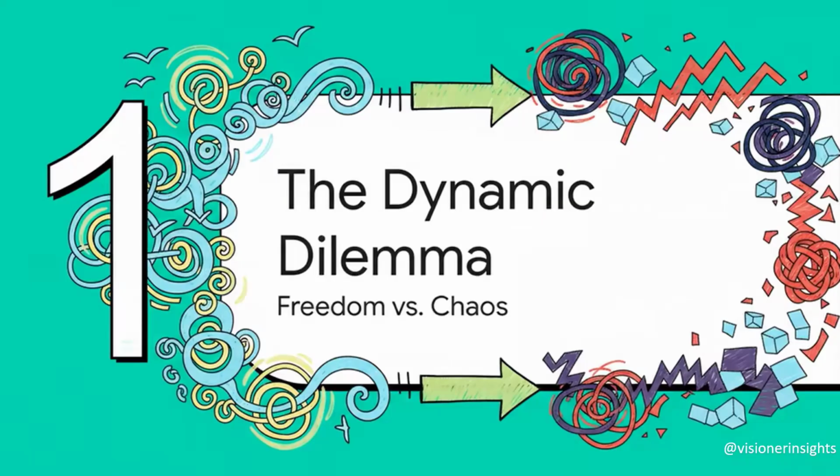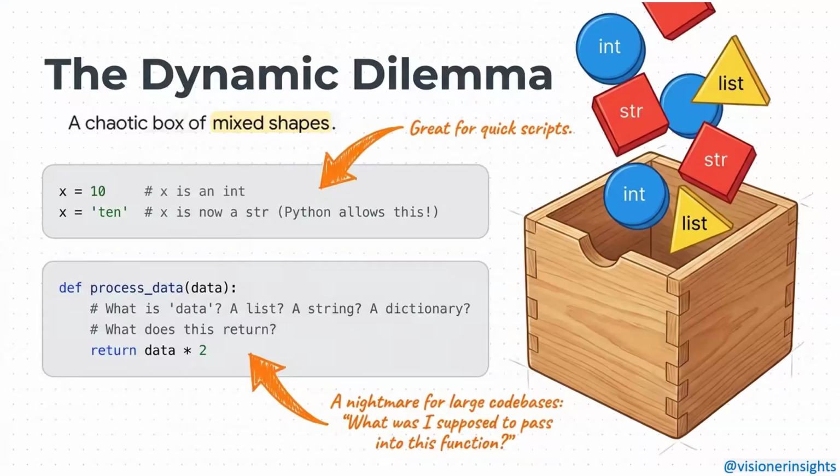Section 1. The dynamic dilemma. Freedom versus chaos. So here's the thing about Python's dynamic nature. It's kind of a double-edged sword. You can assign a variable to an integer, and then literally the next line reassign it to a string, and Python is totally fine with that. It's basically like tossing a bunch of random mixed shapes into a wooden box. Sure, it's incredibly fast for whipping up a quick script, but when your codebase grows, it turns into a total nightmare. You inevitably step back and think, wait, what was actually supposed to go inside this box?